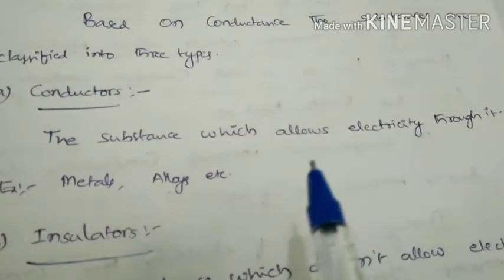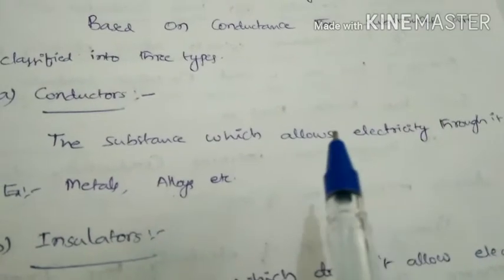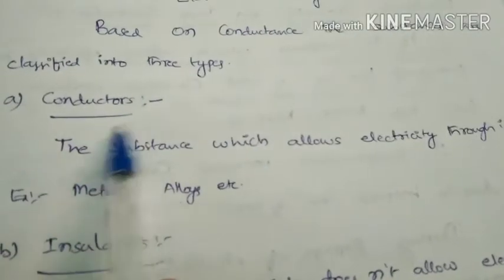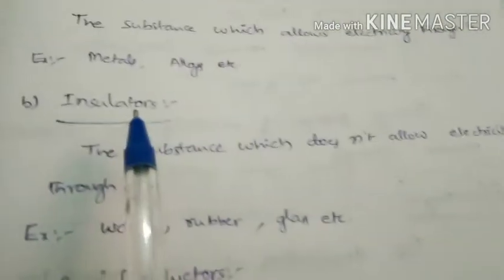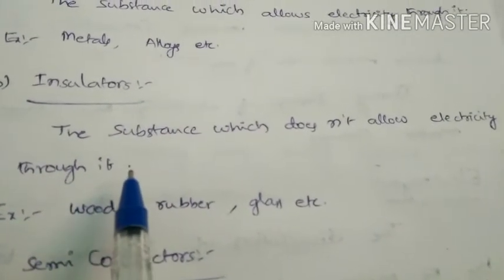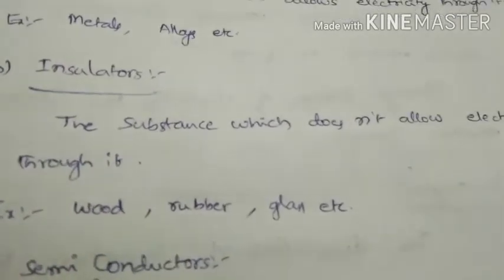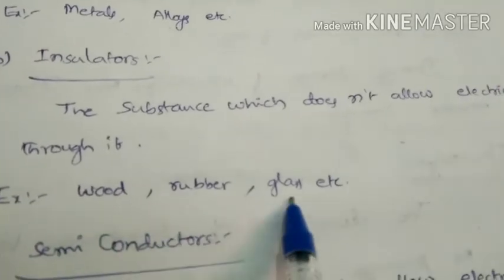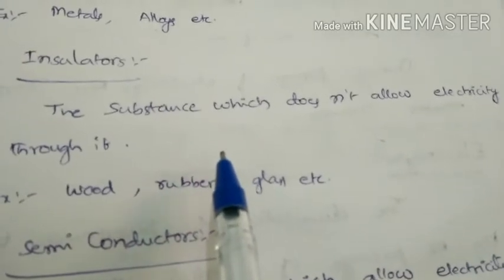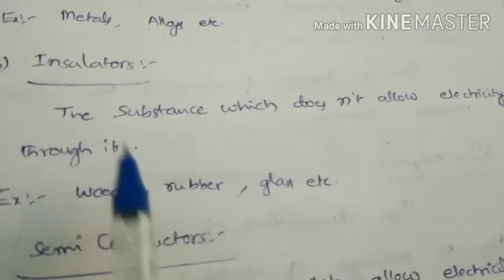For example, take iron rod. If we pass electricity through iron rod, if we touch that iron rod, we get electrical shock. That means that iron rod exhibits conductance. So that is why that substance is called conductor. Next definition is insulator. Insulator means the substance which does not allow electricity through it. For example, wood, rubber, glass, all these are insulators because when we pass electricity through them, they will not exhibit any electricity. So that is why these substances are called insulators.